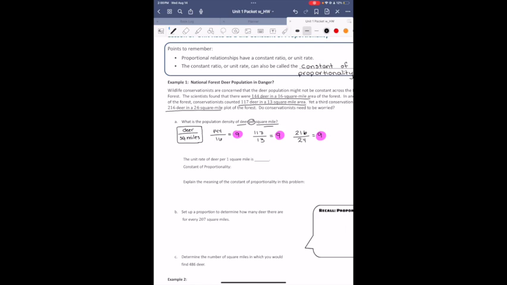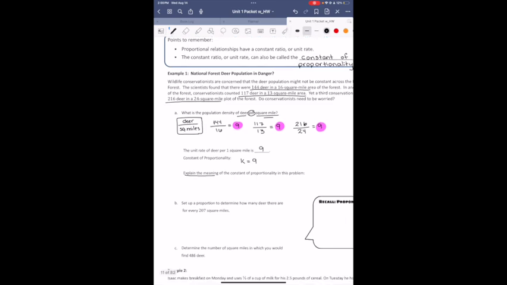So the unit rate of deer per square mile is 9. That is the constant of proportionality. Now notice that's called the constant, meaning it's constantly the same. So there are 9 deer per every 1 square mile. And that's what the constant of proportionality means. So let's explain the meaning in the context of this problem. So that means what I just said. There are 9 deer for every 1 square mile.